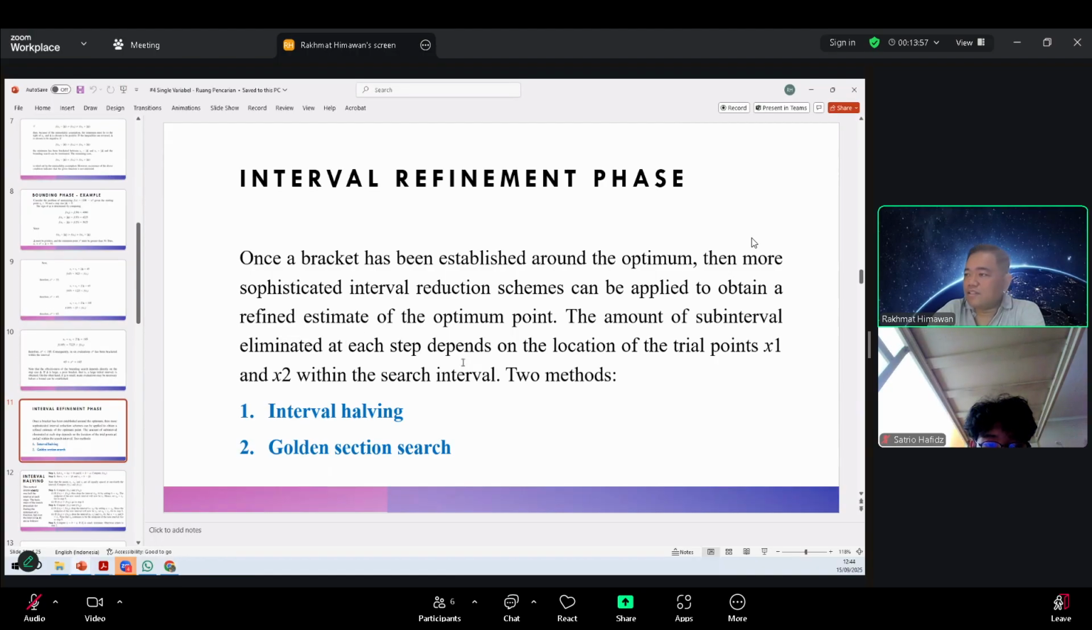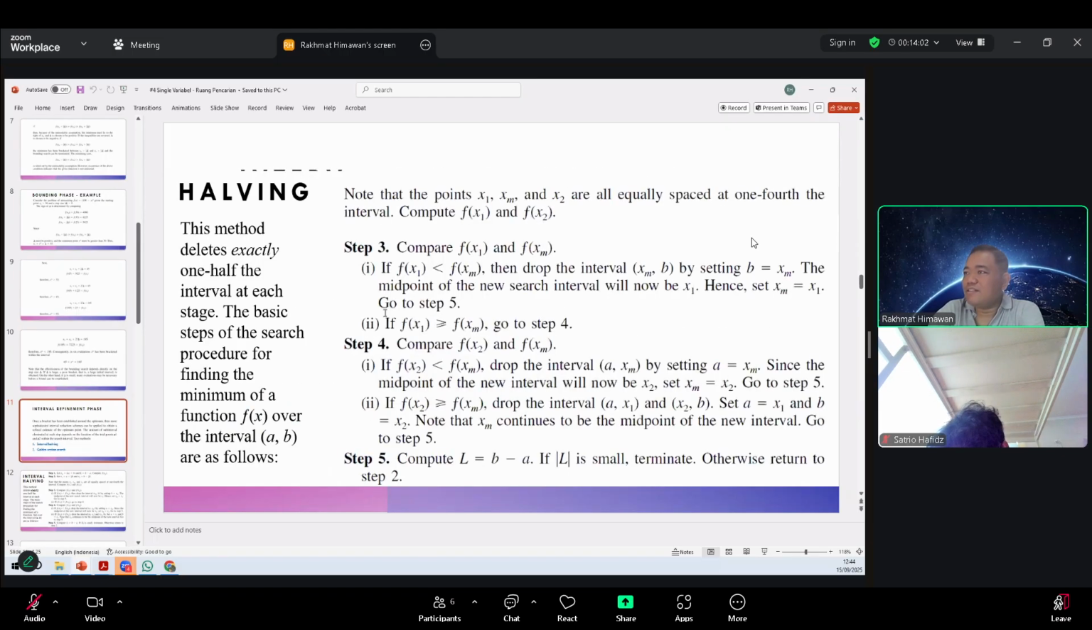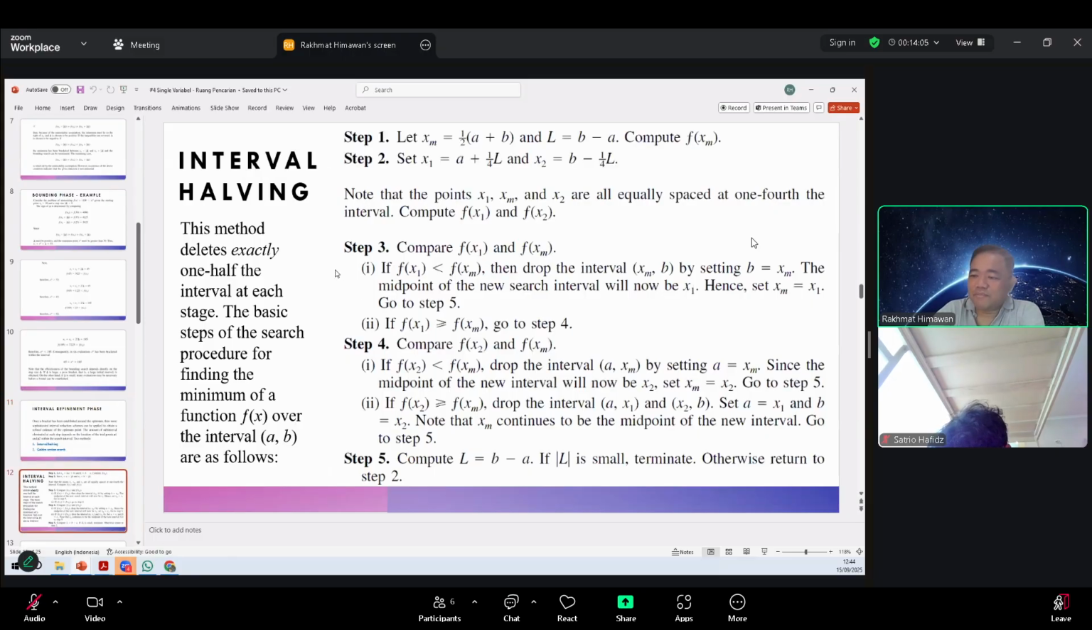Right. So let's discuss this interval halving. You want to refine now, and we have the algorithm. Basically, interval halving is you just cut into halves. This interval, you cut in half, and those half-cut intervals, you cut in half again. You just move on cutting half and half and half until you make it smaller, smaller, smaller, but cut in half.